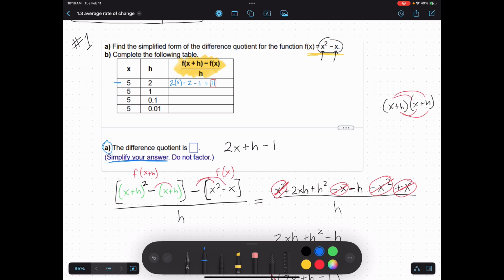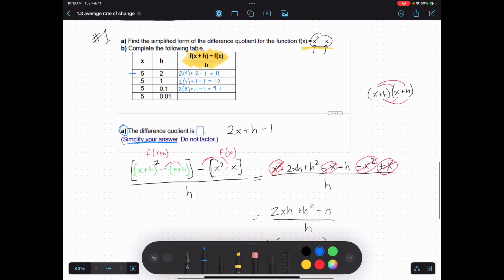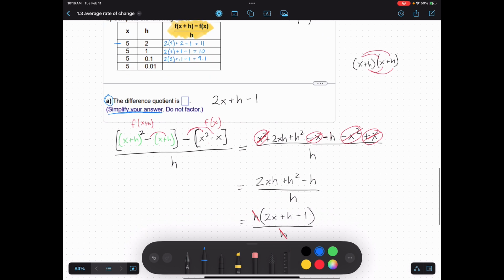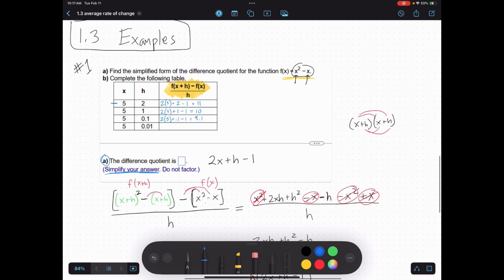Okay, and then I can do it again, but just notice I'm keeping the x value the same. All I'm doing is changing the x value, or the h value. So that's going to give me 10. 2.5, 2 times 5 plus 1 minus 1 gives me 10. And then I'll do it again for 0.1. I get plus 0.1 minus 1. That gives me 9.1. Okay, awesome. So the key here is with difference quotients, they should usually always simplify really nicely for you.